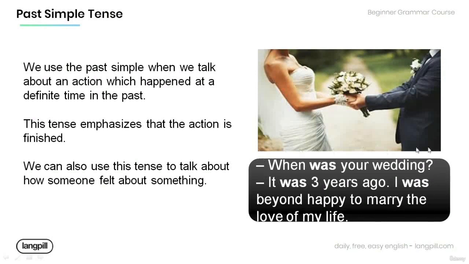Now, in this sentence, when was your wedding? The past simple is used to ask a question about a past event. And in this sentence, it was 3 years ago. It is used to describe exactly when this event took place. And in this sentence, I was beyond happy to marry the love of my life. The past simple is used to talk about how that person felt.